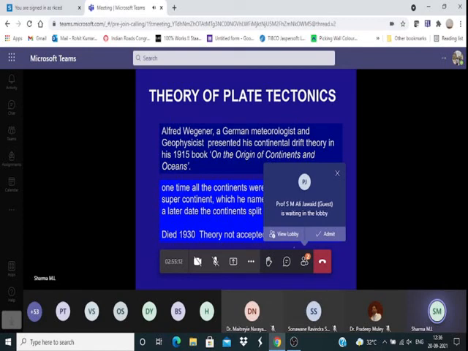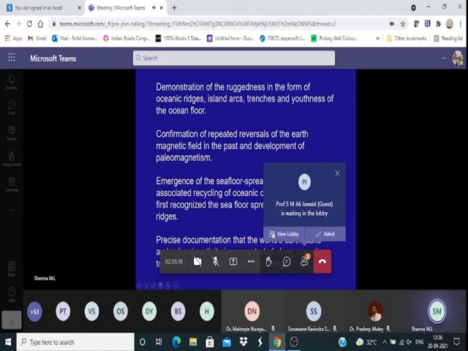We got many evidences, and those evidences include, first, the demonstration of ruggedness in the form of oceanic ridges, island arcs, trenches, and youthfulness of the ocean floor. If you see the ocean floor, there are so many ridges and island arcs. Where did they come from? So it means that something dynamic is there.